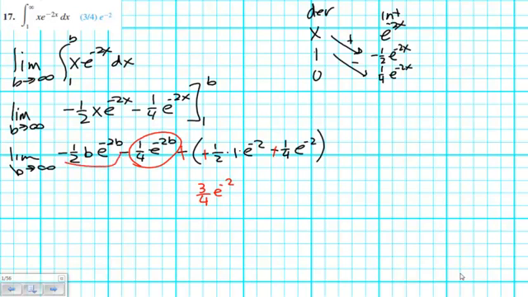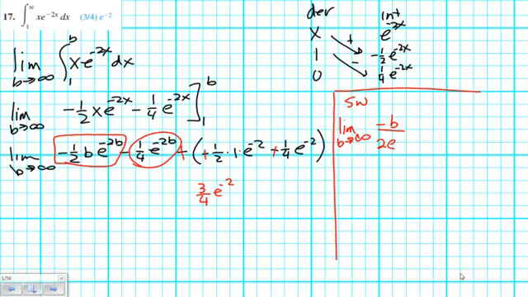What about this one, though? Same thing. b is going to infinity, e to the negative 2b is going to go to 0. That's infinity times 0. That's indeterminate. So let's just do a little side work and see what's going on there. I'm going to ask what is the limit as b approaches infinity, but I'm going to write it as negative b over 2e to the b. I'm getting rid of that negative exponent and throwing it in the bottom. Because when I put the infinities on here, I get infinity over infinity. That's indeterminate and it's L'Hopitalable.